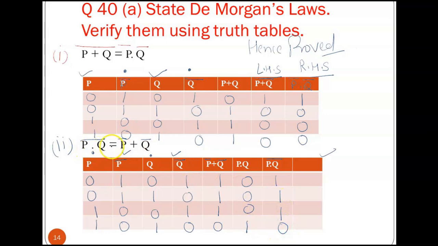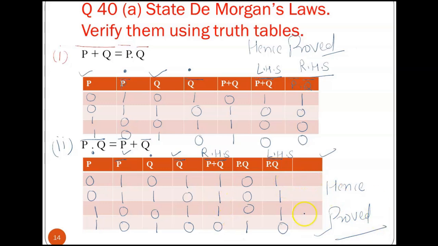Now you please check P dot Q whole bar. This is P dot Q whole bar, which is LHS. And then we have P bar plus Q bar, which is RHS. Now you please check the values. These two values are the same. So hence proved. This is the truth table proof of De Morgan's law, which is very, very important. So let us move to our next question.